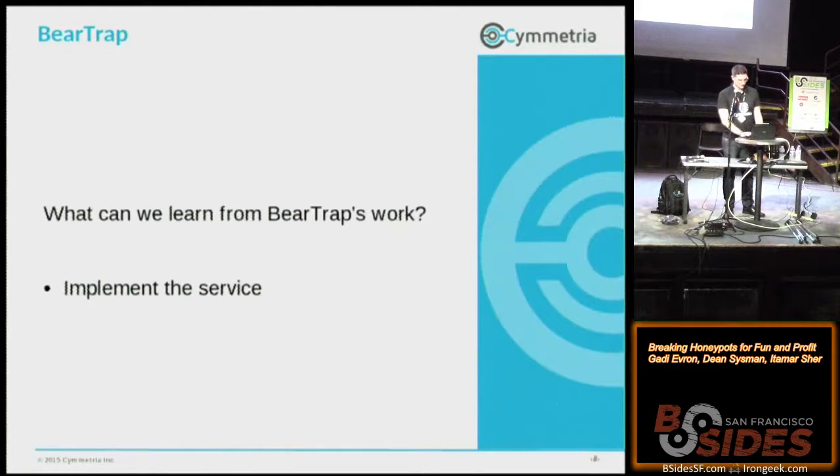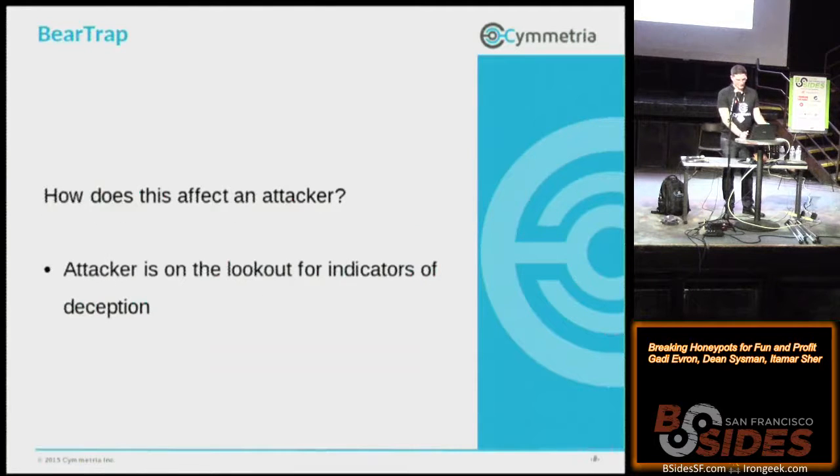Okay, so what we can learn from Bear Trap's work is to actually implement the service, not just return random data. And now from the attacker's perspective, we should be on the lookout for indicators of deception. So even if we're talking to an FTP service, we should be looking at its banner. Or when we're doing queries, we should be realizing if this is not the real implementation of the service before we actually do something that exposes us, like installing malware or connecting to CNC IPs or whatever.